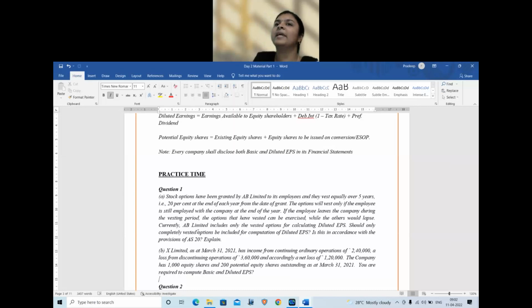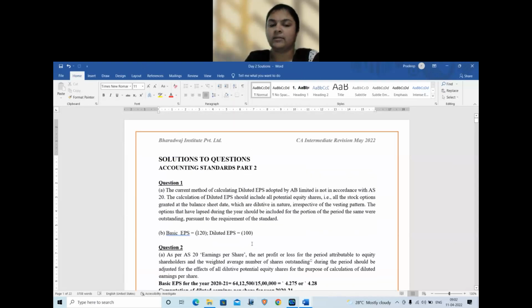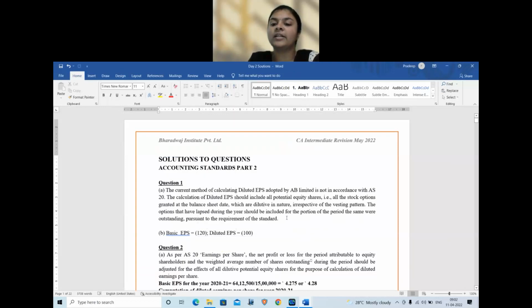But in the year beginning itself, we cannot assume that I will take only the vested options. I should take the entire options for consideration. Okay. So remember, for diluted equity, the options have to be taken from the grant date and not only for the vested options. So let's see the answers. The current method of calculating diluted EPS adopted by AB Limited is not in accordance with AS 20. The diluted equity share should include all potential equity shares.